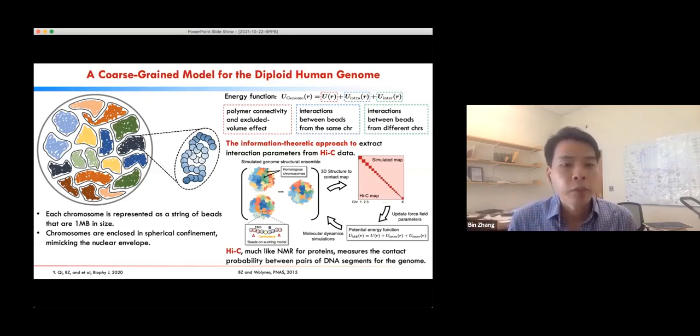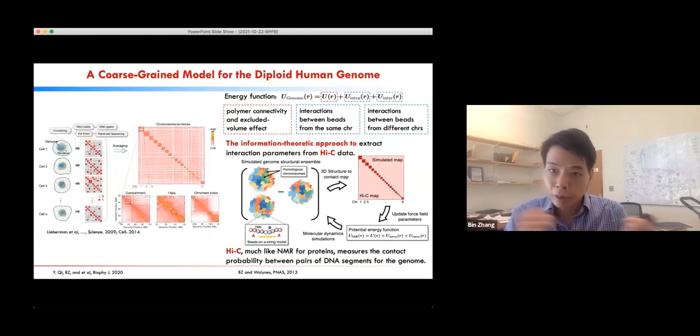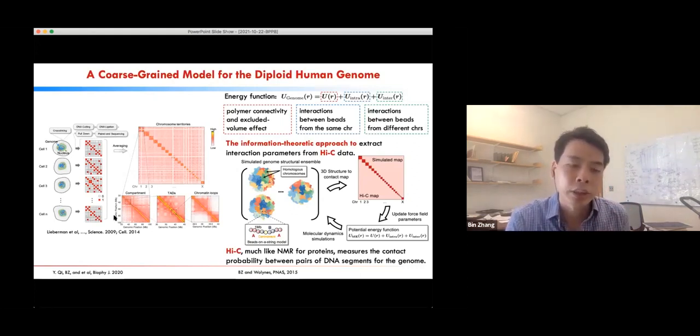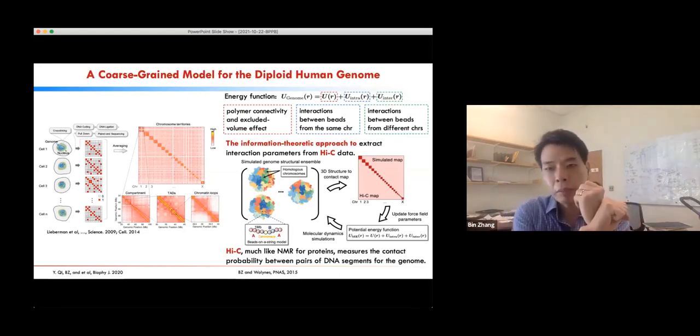So the experiment that we use is called Hi-C, and it's actually very similar to NMR, but for the genome. So what it does is basically it detects contact between the DNA segments in the nucleus with cross-linking, as sort of illustrated here. And the result is typically shown as a contact map, and each data point in this contact map basically tells you the probability for a pair of DNA segments to be in contact in the nucleus. Now here, in this color scale, the probability decreases from yellow to red and to white.